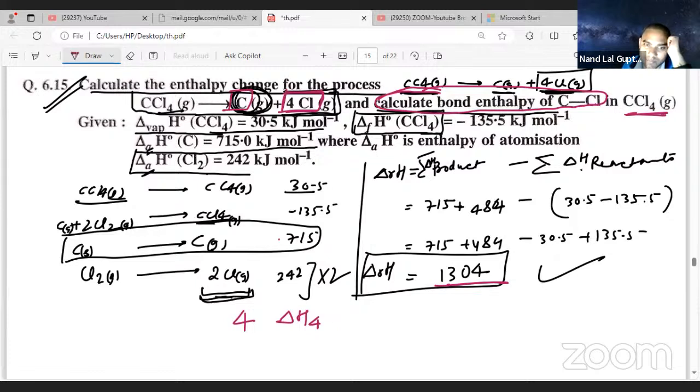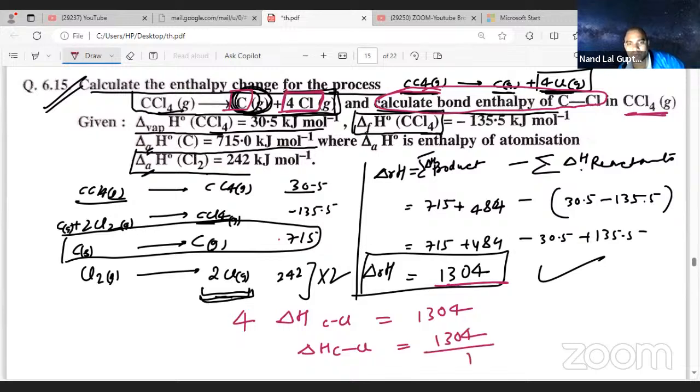4 C-Cl bonds are there. How much is there? It is 1304. Here you need not write 4. So for 4 C-Cl bonds it is 1304. So delta H for only 1 C-Cl bond will be 1304 divided by 4. So it will come: 4 3s are 12, 4 2s are 8, 4 6s are 24, 326 kilojoule per mole.